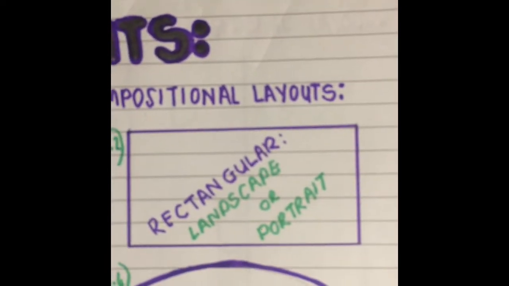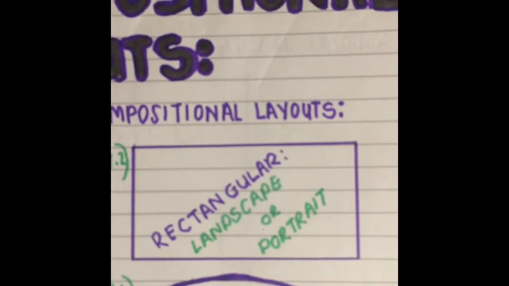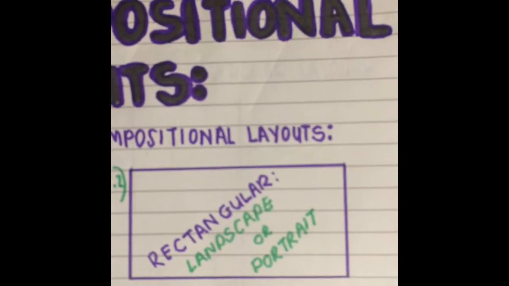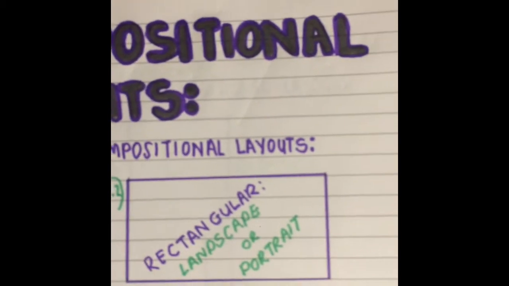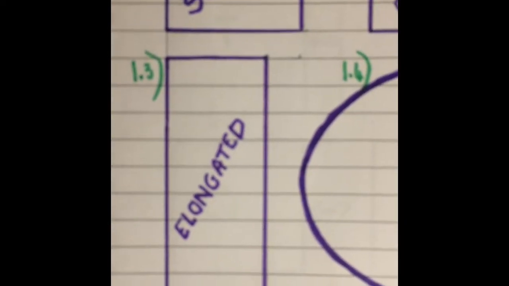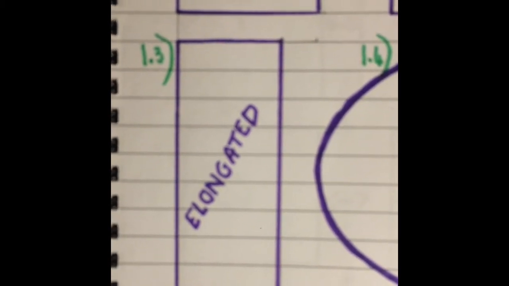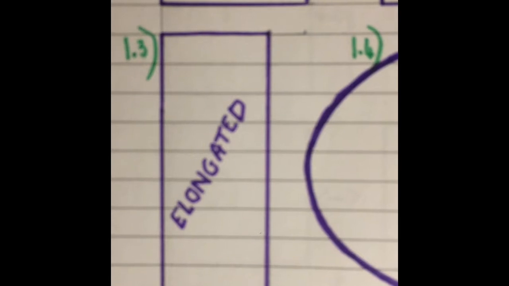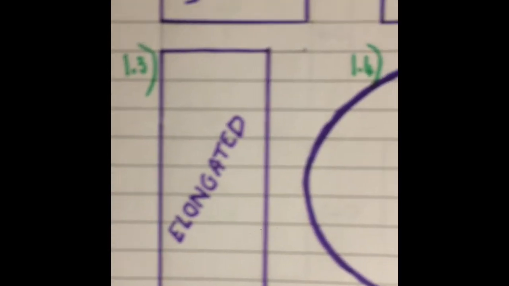The second is rectangular, which can either be landscape or portrait. Landscape is if the rectangle is horizontal, and portrait is when the rectangle is vertical. You get elongated. You can also get the landscape and portrait format, and the same applies to elongated, with the landscape being horizontal and the portrait being vertical.